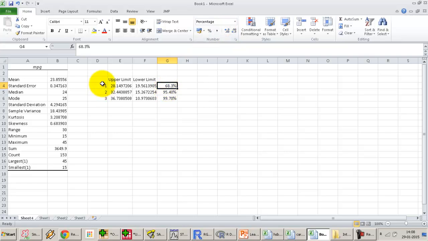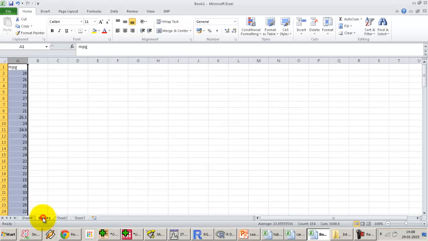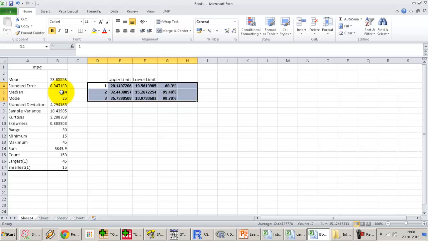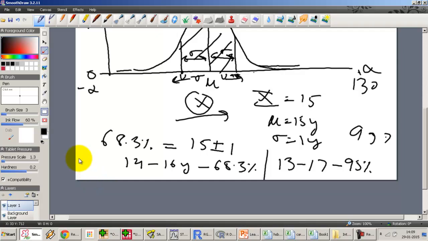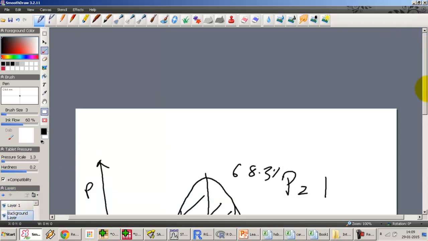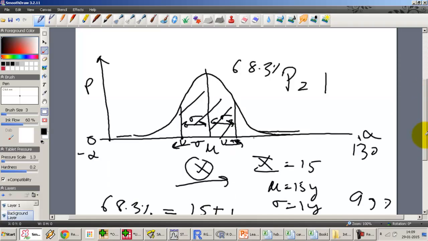So for this variable miles per gallon, assuming miles per gallon follows a normal distribution, the mean of the variable is 23.855. Standard deviation is 4.29. So within one standard deviation of the mean are the values of 19 and 28. So let's draw it out also in a graphical manner.